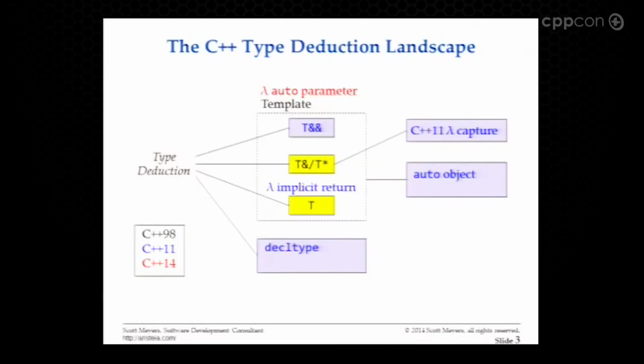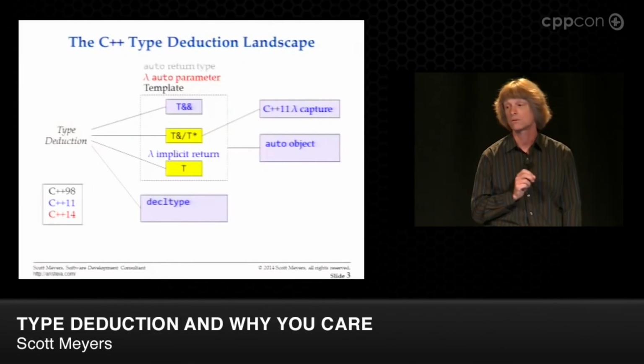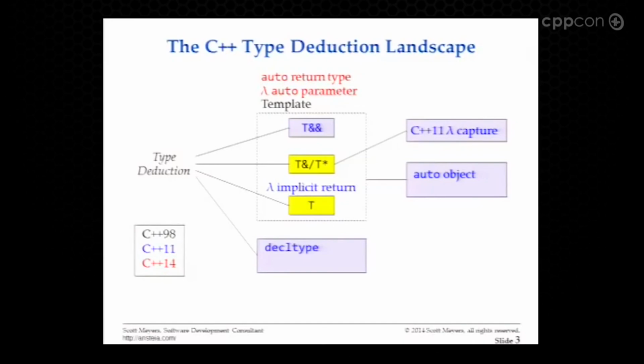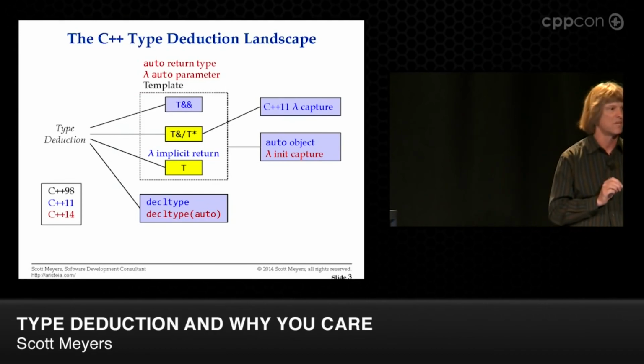In C++14, we also deduce types for auto parameters that are passed to generic lambdas. They use the same rules as template type deduction. So it's a new application of an existing set of rules. We have auto return type, which also is using the rules for template type deduction. We have one of my favorite phrases, decltype(auto), which uses the decltype rules, not the auto rules. Don't be fooled. And then we have lambda init capture, and the lambda init capture rules are different from the C++11 lambda capture rules. So that should keep us busy for about 90 minutes, is my guess.